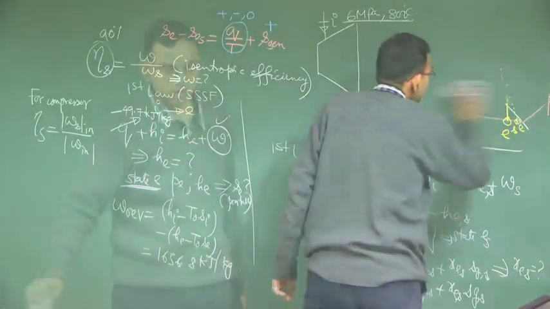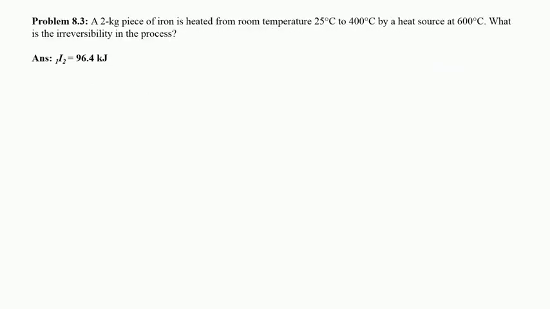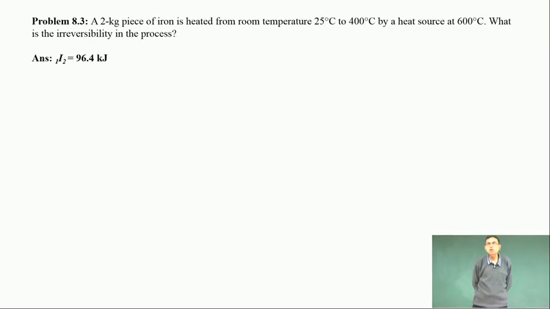Problem 8.3. A 2 kg piece of iron is heated from room temperature 25 degree centigrade to 400 degree centigrade by a heat source at 600 degree centigrade. What is the irreversibility in the process? So, this is a very straightforward typical problem, but let us work it out.